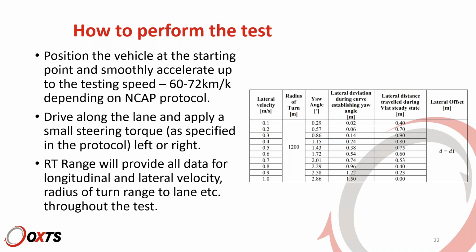Then with the vehicle leaving the standard parallel path, whatever lateral velocity is required, the RT range will then give you all the data for longitudinal and lateral velocities, heading, change of heading, distance to the lane, and all of these measurements, and obviously the precise point at which the vehicle crosses the lane markings, if it does.